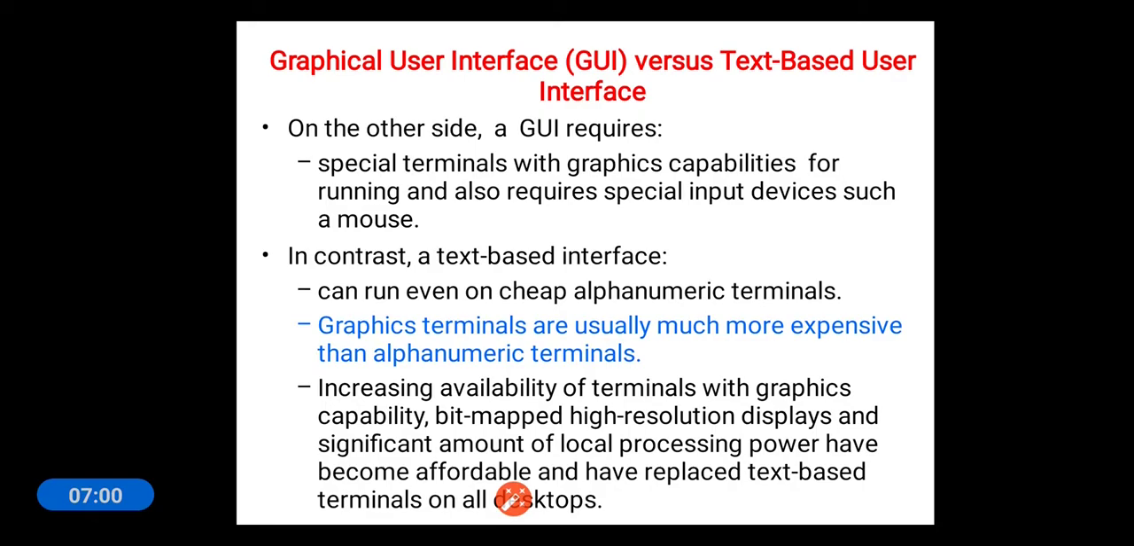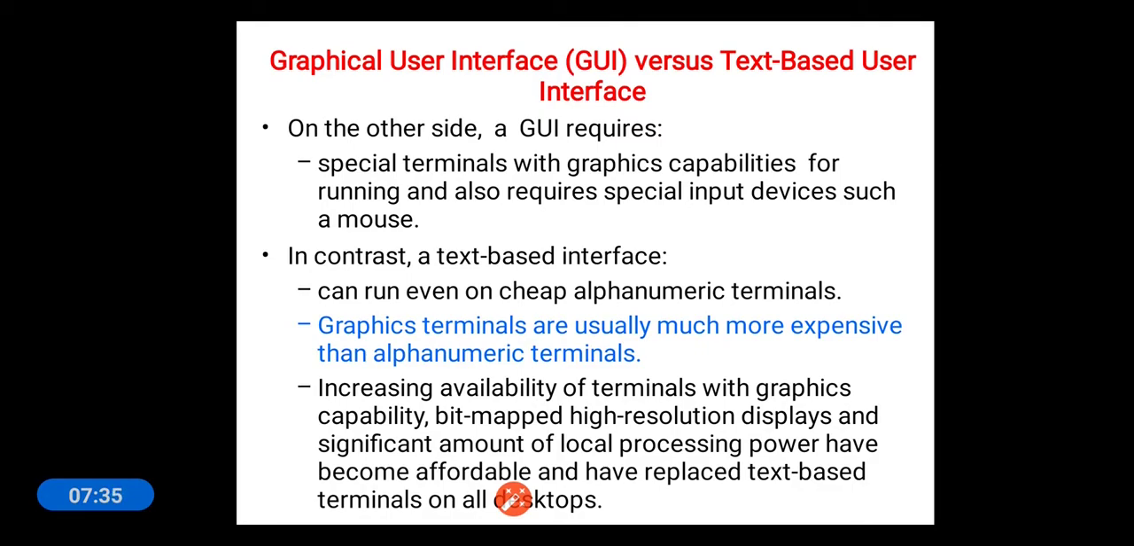On the other hand, a GUI requires special terminals with graphics capabilities for running, and also requires special input devices such as a mouse. These are some of the drawbacks of a GUI. It requires special terminals and graphics capabilities, that is, a graphic card is required, and it also requires special input devices like a mouse or a pointing pen. But when compared to the advantages of a GUI, we will be least bothered about this drawback.